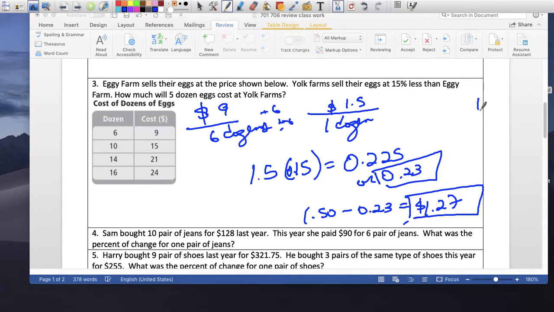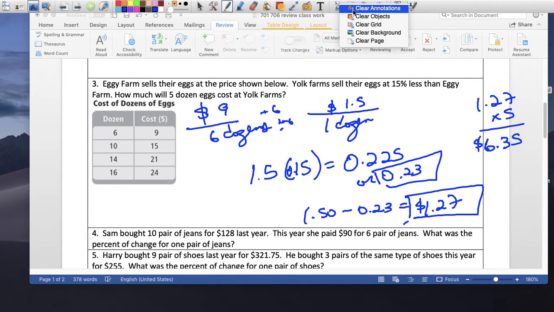So we multiply $1.27 times 5 dozen. It's going to be $6.35. So you would end up paying $6.35 at that farm.